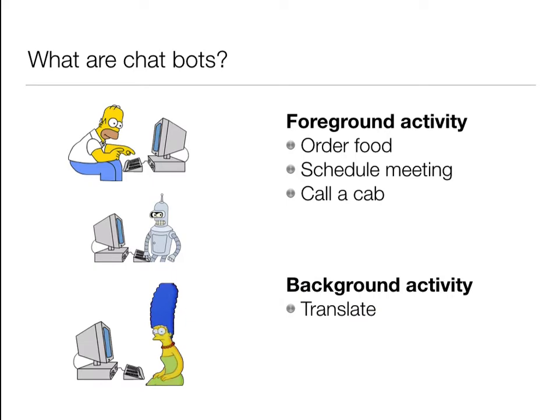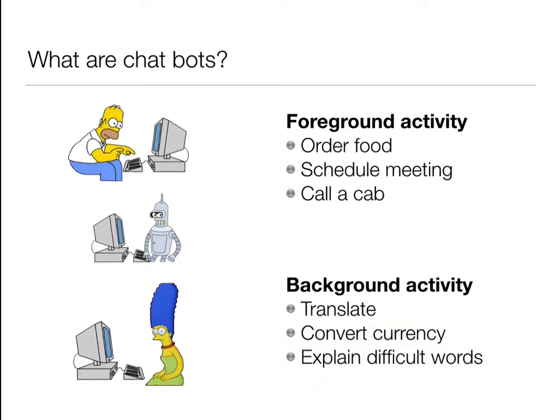For example, it can translate. If someone says something in a foreign language, it can translate it to your language. It can convert currency, it's the same principle. So if someone says, I don't know, 5 rupees, it can translate it automatically to your currency. If someone says a word that the bot knows is complicated and is usually not used, it can translate it using a dictionary.